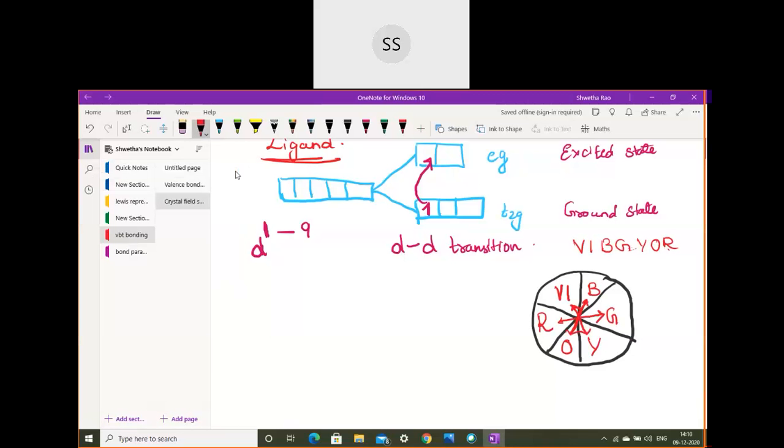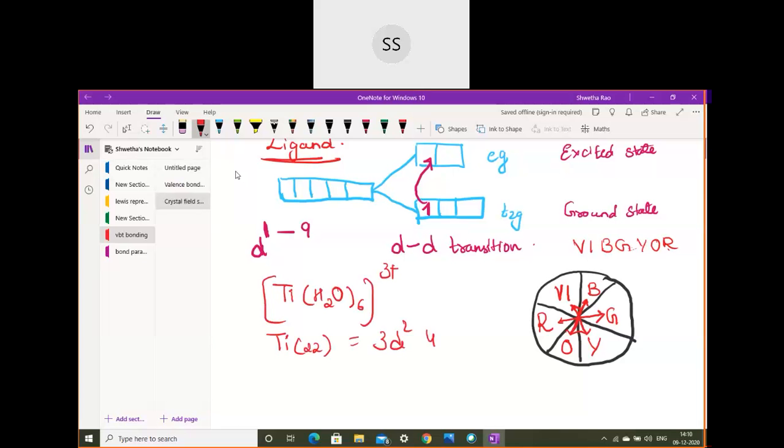So if a ligand is present, there will be splitting; crystal field splitting takes place. So an electron can go from the ground state to the excited state. They can show excitation, and when they get excited, they absorb a certain color and the remaining colors are given out. That is the reason why the complex also appears colored. Now one example if I take, in the presence of ligand, titanium, [Ti(H2O)6]3+.